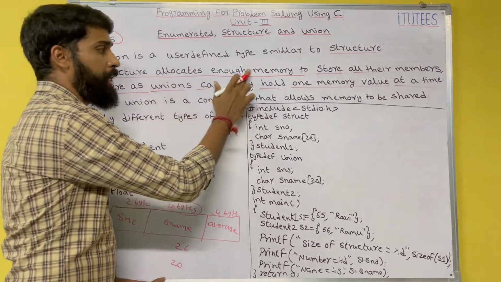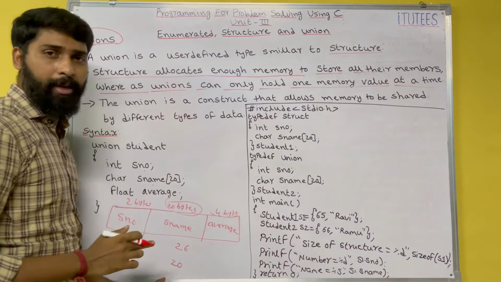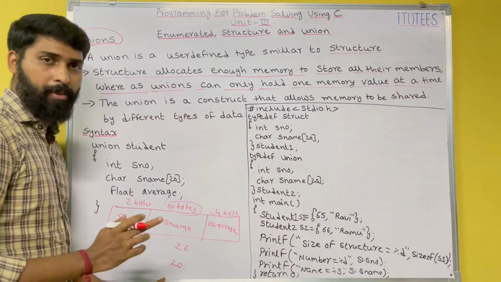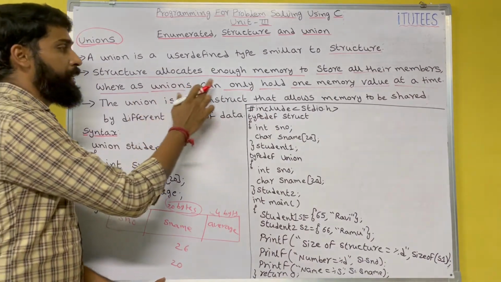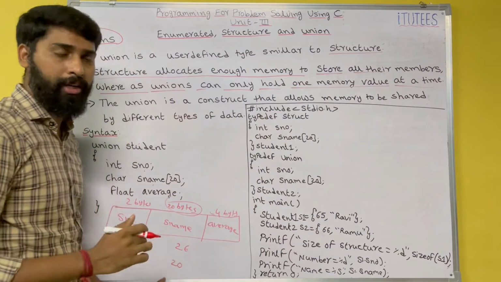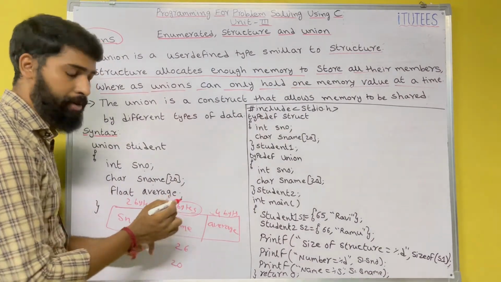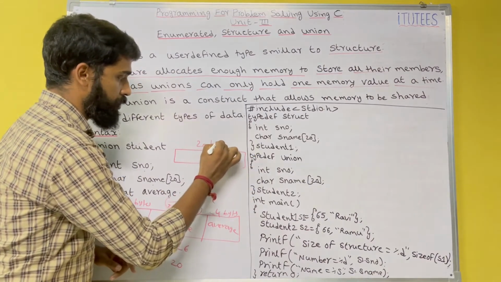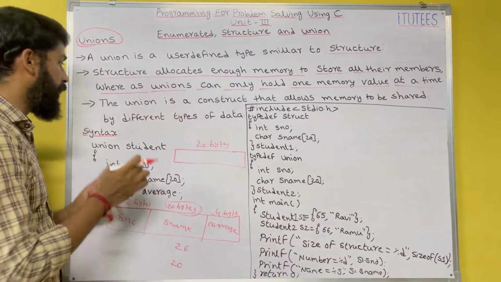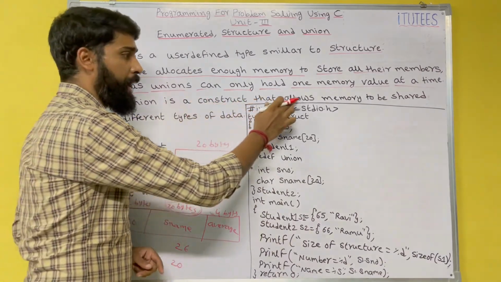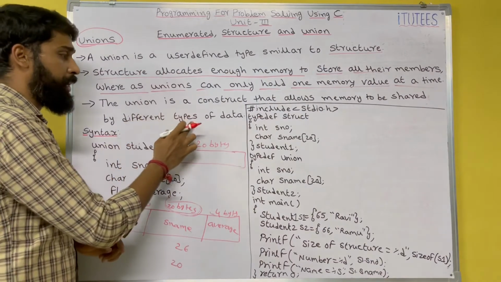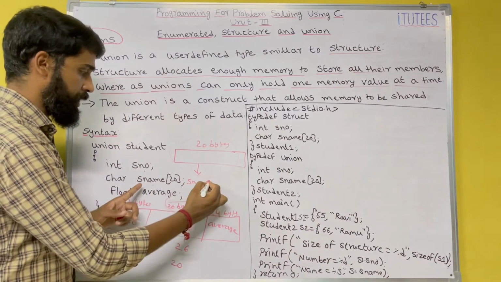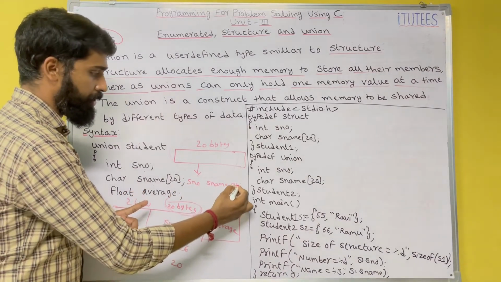A structure allocates enough memory to store all its members. Here there are 3 members, so the structure allocates memory for all 3 members. But coming to the union, it can only hold one memory value at a time. What is the highest memory value here? 20 bytes. So in these 20 bytes only, you can store all the elements. The union is a construct that allows memory to be shared by different types of data. So these 20 bytes are shared by S number, S name, and average.